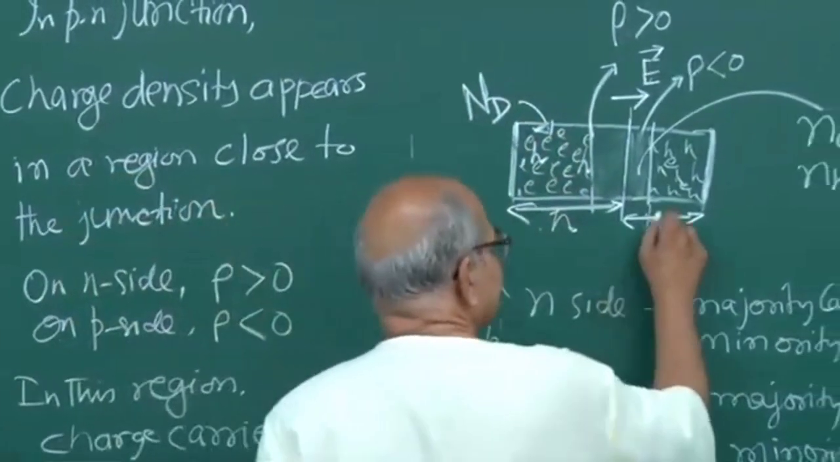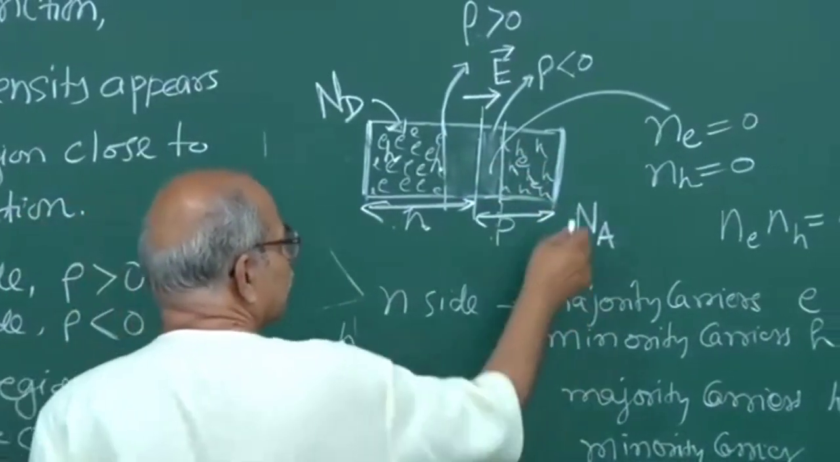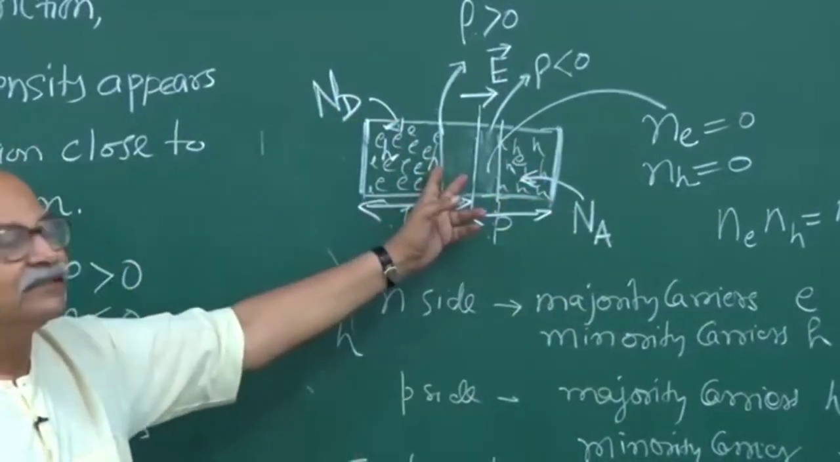So this is it. And this side is acceptor. So this impurity is acceptor. So this is the number of acceptors that we have doped per unit volume. So that is here. And that decides this width.